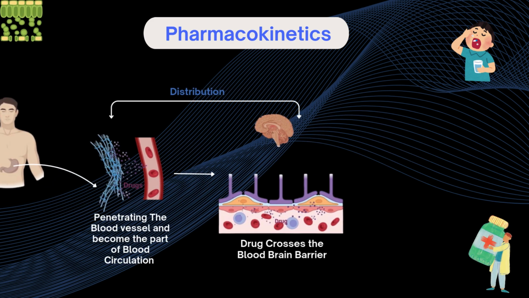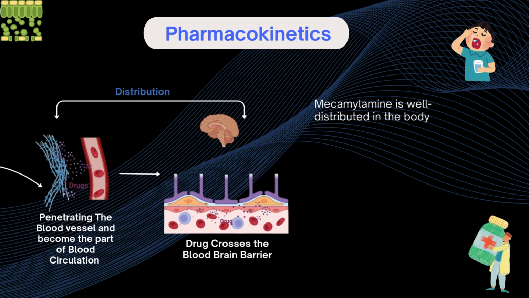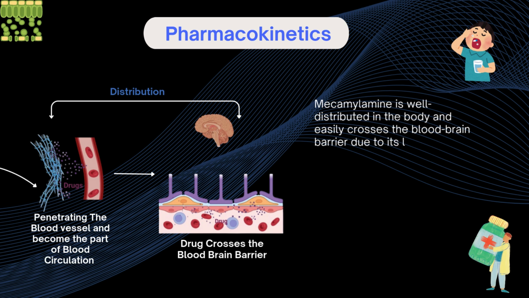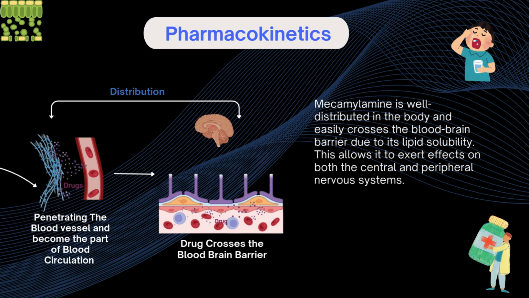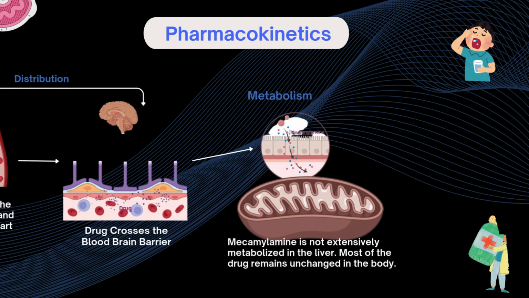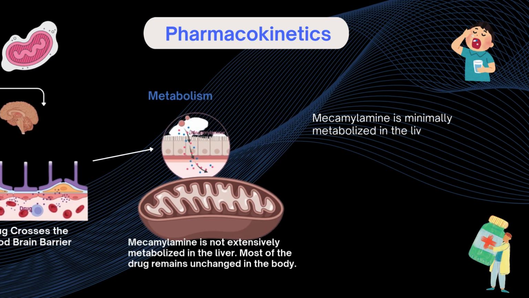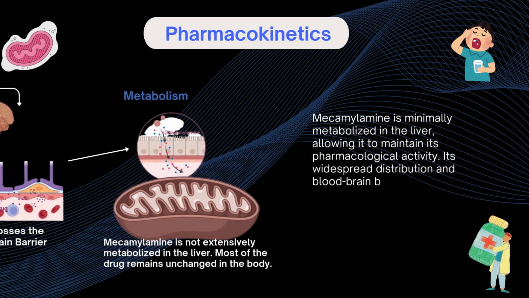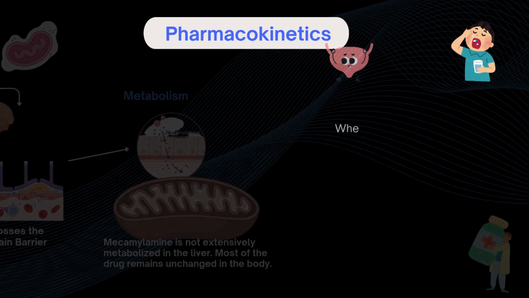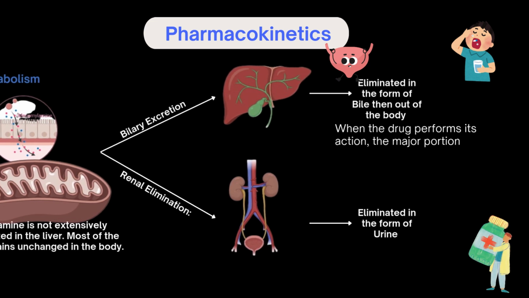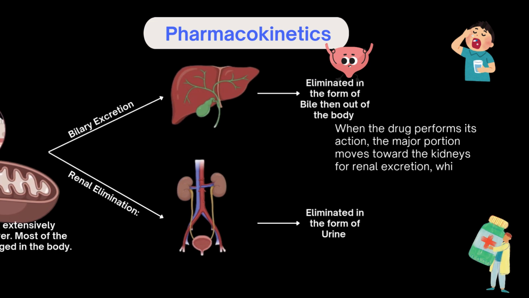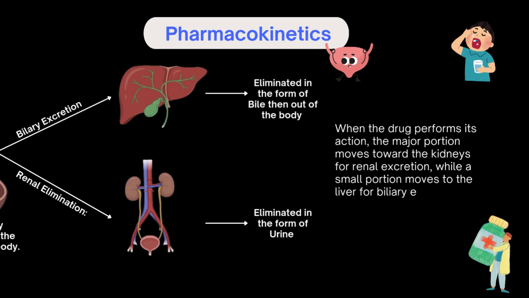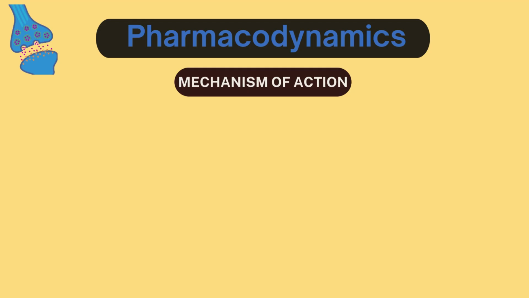After absorption of the drug, mecamylamine is well distributed in the body and easily crosses the blood-brain barrier due to its lipid solubility. This allows it to exert effects on both the central and peripheral nervous systems. After distribution, mecamylamine is minimally metabolized in the liver, allowing it to maintain its pharmacological activity. Its widespread distribution and blood-brain barrier penetration contribute to its systemic and central effects. When the drug performs its action, the major portion moves toward the kidneys for renal excretion, while a small portion moves to the liver for biliary elimination.